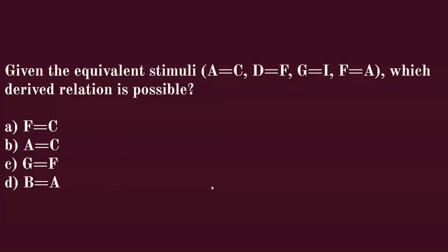So for B, we had A equals C, that's C, sorry. G equals F, and D is B equals A. And what we said, there isn't even a B, so that's not it. G and I are all alone, so they aren't connected to anything. So answer C is wrong. And then A equals C is something we were already given, so it isn't a derived relation. So really, A has to be the answer.